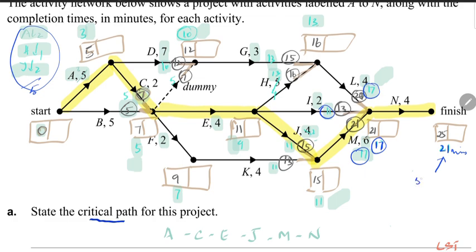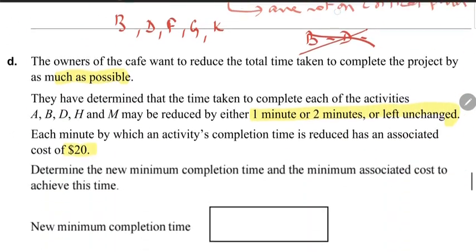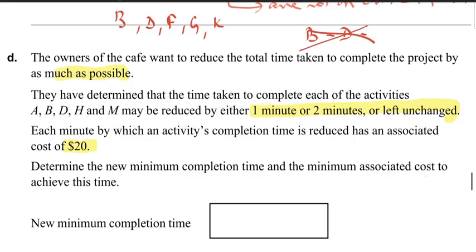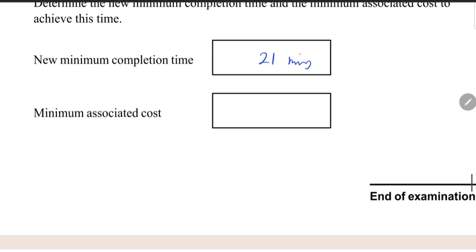3 activities reduced by 5 minutes in total, and each of those minutes incurs $20, and so that is $100. So let's answer those questions. Determine the new minimum completion time is 21 minutes and cost is $100. Keep practicing. Bye.